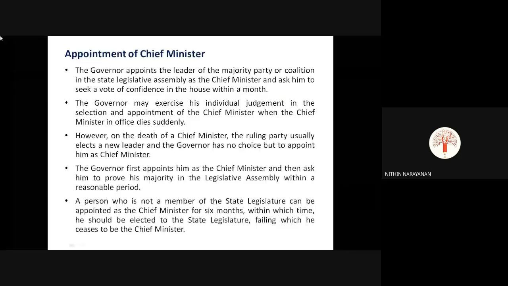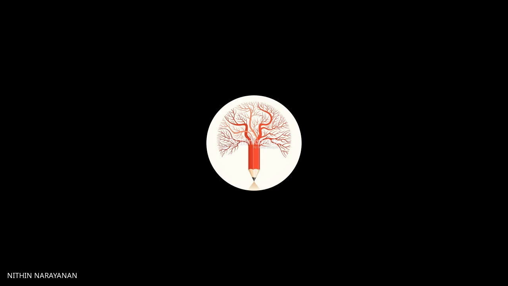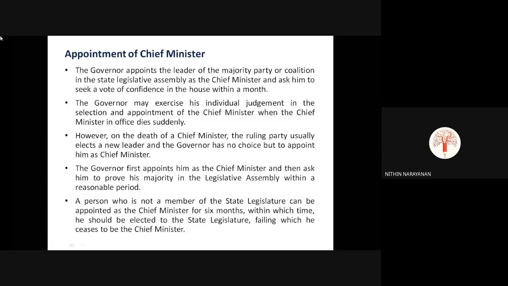Okay, so even though that power is with the governor, the only thing he can do is that which person is selected by the ruling party, that nominee he has to select. That is only duty what he has to do. Other than that, he is not having the power to select anyone. First appoints him as the chief minister and then ask him to prove his majority in the legislative assembly within a reasonable period. അത്തരത്തിൽ കേസിലും ആദ്യം ചീഫ് മിനിസ്റ്റർ എലക്ട് ചെയ്ത പോലെ അല്ലേ, എലക്ട് ചെയ്തിട്ട് ഒരു ടൈം പീരീഡ് കൊടുക്കും, അതിനുള്ളിൽ ഭൂരിപക്ഷം ഉണ്ടെന്ന് തെളിയിക്കാൻ വേണ്ടിയിട്ട് അവസരം കൊടുക്കും അല്ലെ.